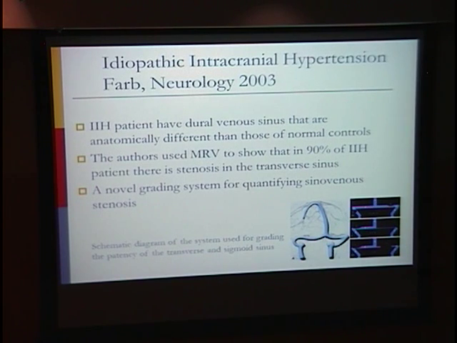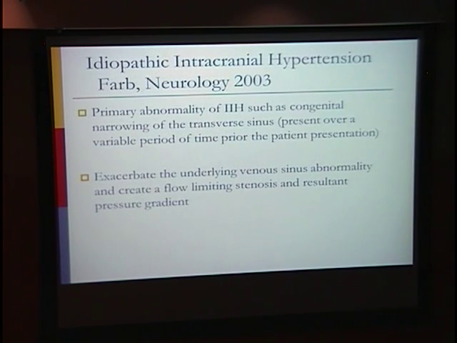Farb in Neurology '03 made a nice diagram of the type of the stenosis, and the authors used MRV to show that in 90% of IH patients there is stenosis in the transverse sinus. And nowadays we know that transverse sinus stenosis is very, very common in every patient with IH, but we can see it also in patients without IH. One hypothesis is that maybe there is a primary abnormality in IH, such as congenital narrowing of the transverse sinus. It presents overtly a variable period later, because of things that we don't know yet, and the clinical picture begins to present. Maybe an underlying venous sinus abnormality creates flow-limiting stenosis resulting in a pressure gradient, and the clinical disease begins.